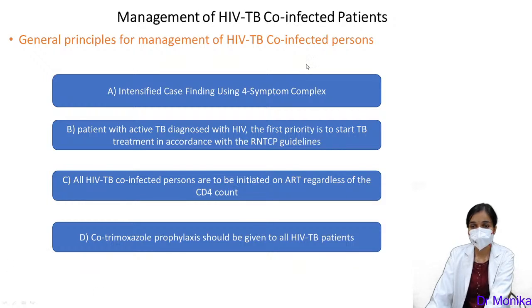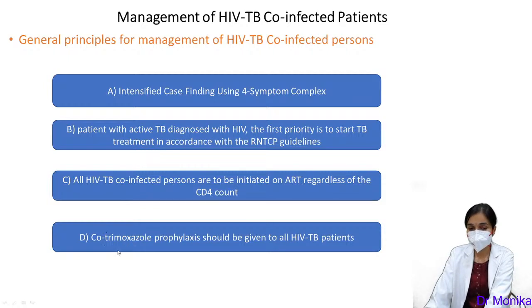So coming to the management of HIV-TB co-infected persons. The general principle for management of these patients is, first, doing intensified case finding using the 4-symptom complex. Second, for patients with active TB diagnosed with HIV, the first priority is to start the TB treatment in accordance with the RNTCP guideline. Third, all HIV-TB co-infected persons are to be initiated on ART regardless of the CD4 T cell count.